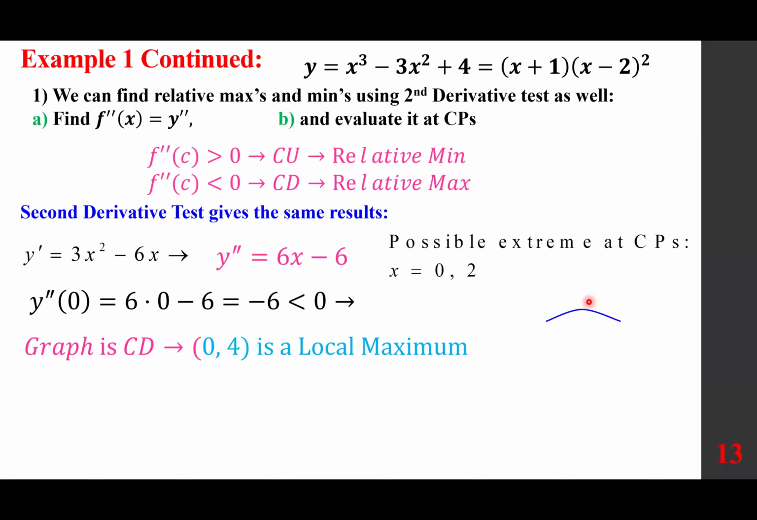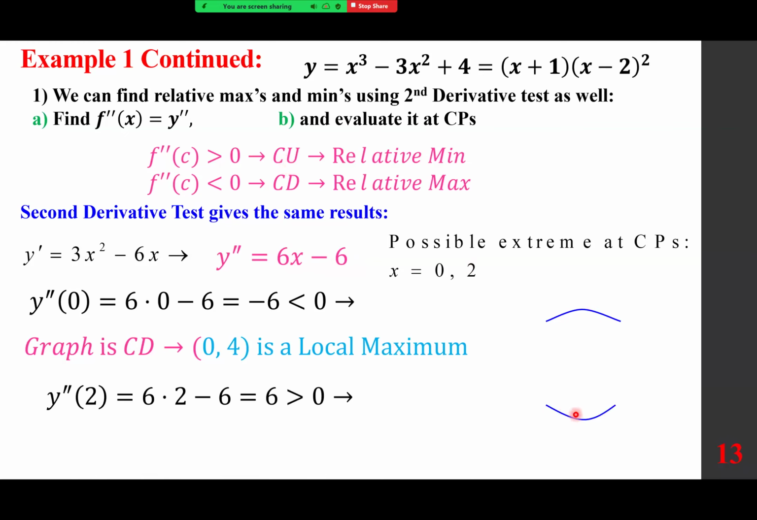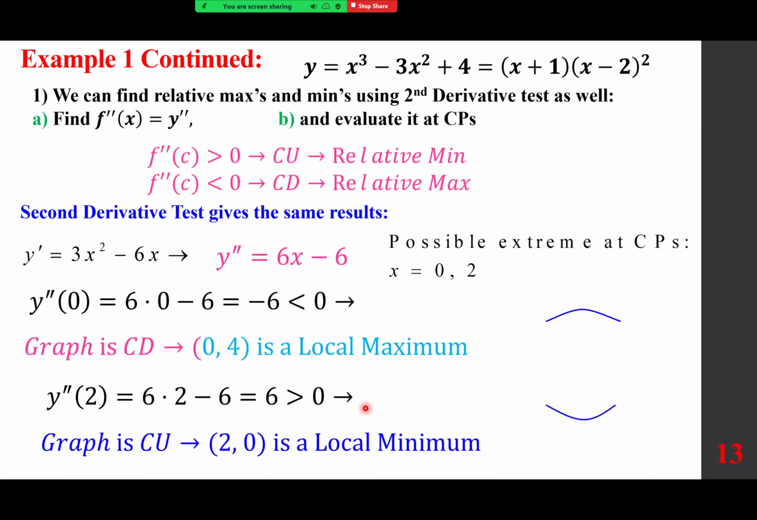Now, if we plug in number 2 into y double prime, we get 2 times 6, 12 minus 6 is positive 6. And positive 6 means concave up, looking like that. So what is that? Local min. So the graph is concave up, local min at x equals 2, so of course again 2 has to go back into the original function because you want to find the pair.